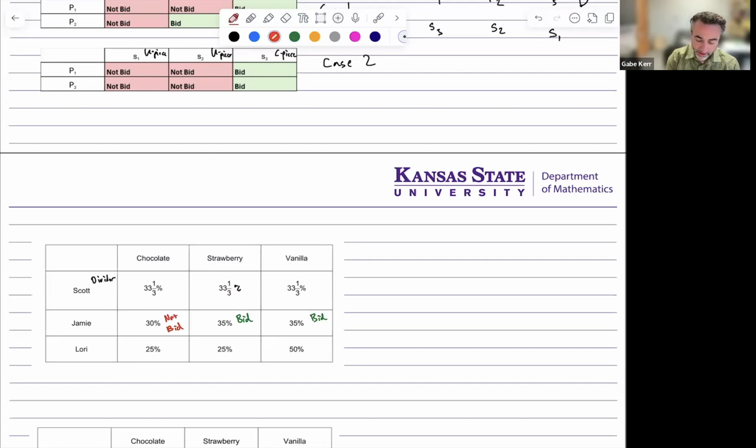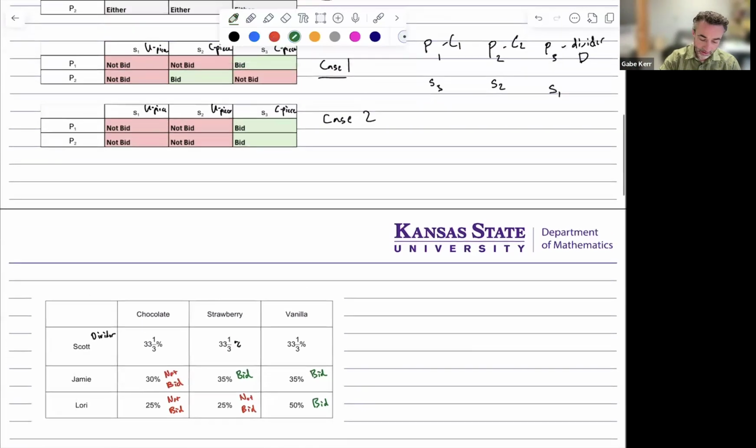Lori is a little more picky. Lori really likes vanilla twice as much as she likes chocolate or strawberry. So she's not going to bid on the chocolate or strawberry because both of those percentages are less than a third of 100%. So that means they would not be fair shares for Lori. But she will bid, of course, on the vanilla because she just thinks it's the best.